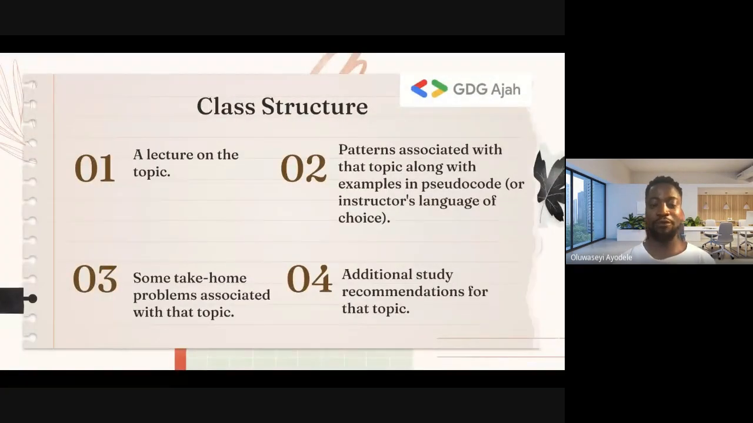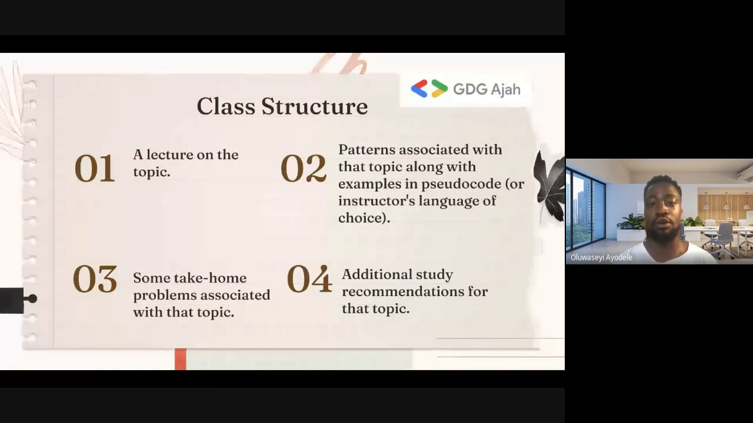Moving on. For each class that we are going to have, there is a structure which our awesome tutors are going to be following, for you to get a very good knowledge of what you are going to be learning throughout this bootcamp. The first is that there will be a lecture on the particular topic that we are going to be treating that week. Also, there will be patterns associated with that topic with examples that we share with you. Also, there will be some take-home assignments that we share with you.